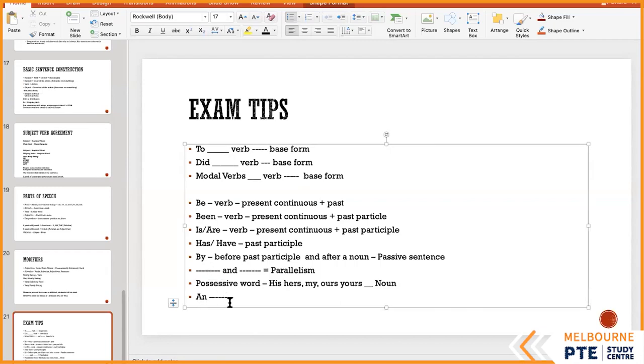All right, last thing. Whenever I see an before a blank, what will be in that blank? The word will start with what? A-E-I-O-U. Absolutely. So will I even look at other words that don't start with A-E-I-O-U? No, because I know it's an, so there must be a word starting with A-E-I-O-U. Got it?